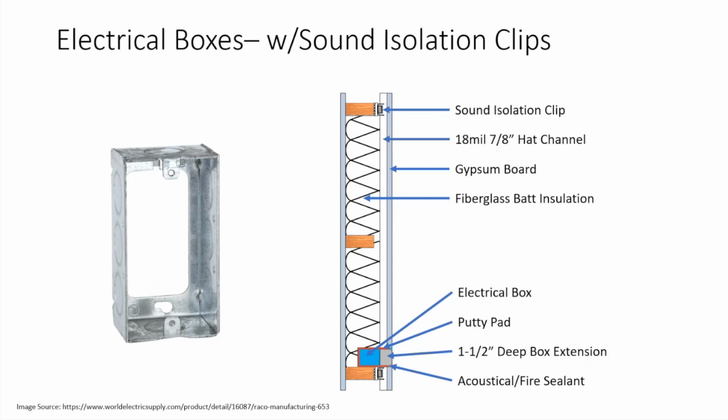You want to make sure that there's a gap between the drywall and the electrical box, because that would create a structural bridging path, which is another type of sound transmission path we're looking at. You want to make sure there's a little gap and then seal everything, have your putty pad back there.